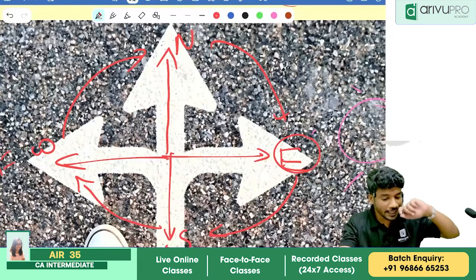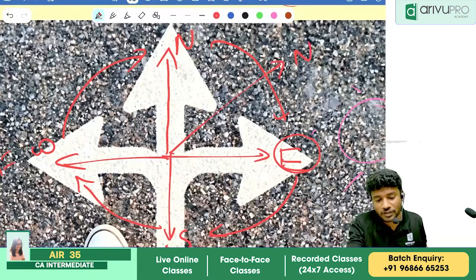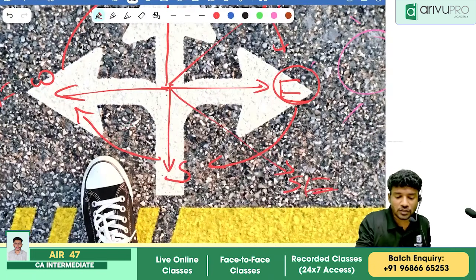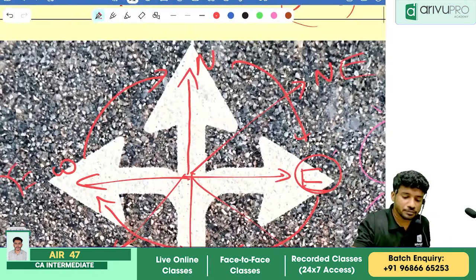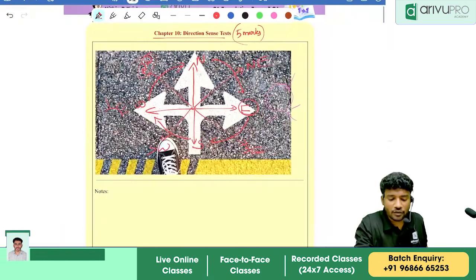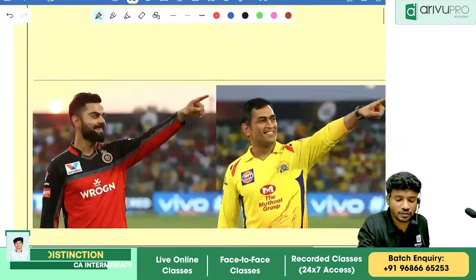Then people, in between north and east, what is there? Northeast. In between north and west, northwest; south and east, southeast; southwest. These things are there. With that, we are going to start with our first question.